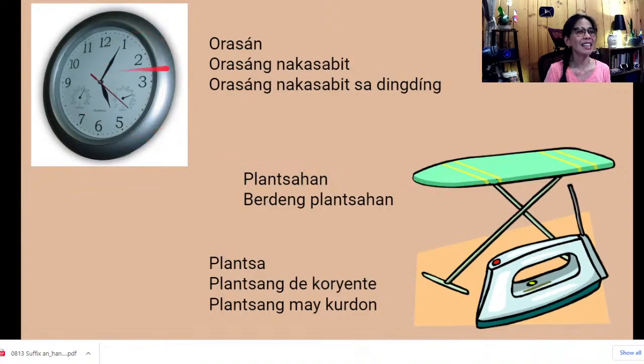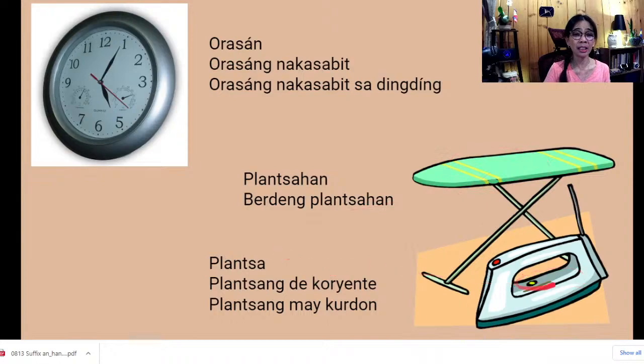Here, orasan. Orasang nakasabit, it means the clock that is hung, nakasabit, hang. Orasang nakasabit sa dingding, it means that the clock is hung on a wall. Dingding, wall. And here is the picture of planchahan. So planchahan, the ironing board. Berdeng planchahan, green ironing board.